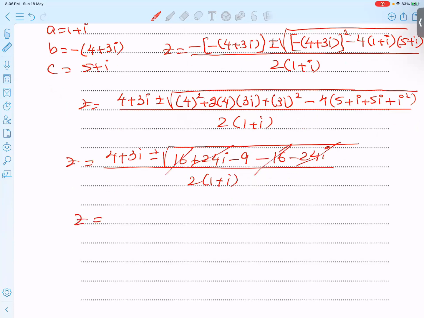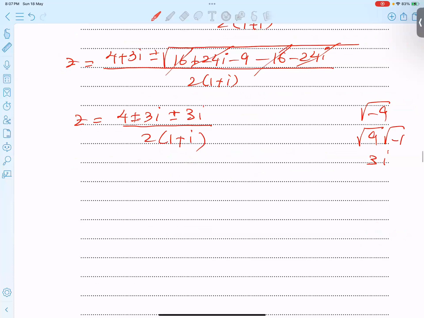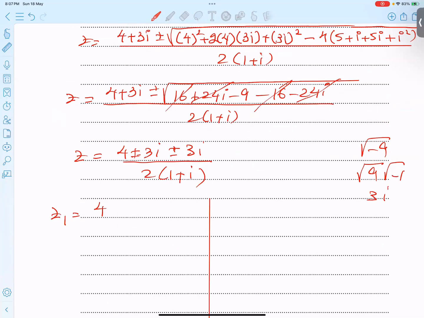And then what did I get? 4 plus 3 iota. Inside, I got root of negative 9. Root of negative 9, basically, if I split them, 9 separate, minus 1 separate, is 3 iota. So I get plus and minus 3 iota, and 2 times 1 plus iota. Now, students, I will split into two parts. One I'm writing 4. Wait a minute, I think I wrote it wrong here. This is a plus only. Make sure it's a plus only.